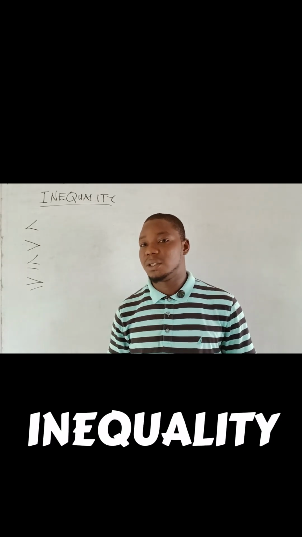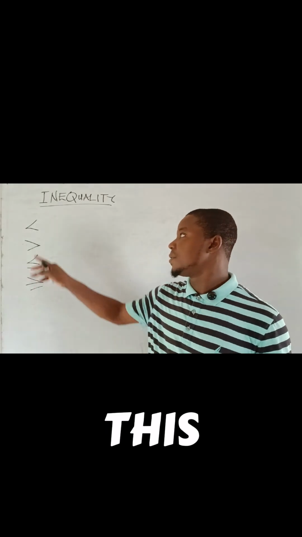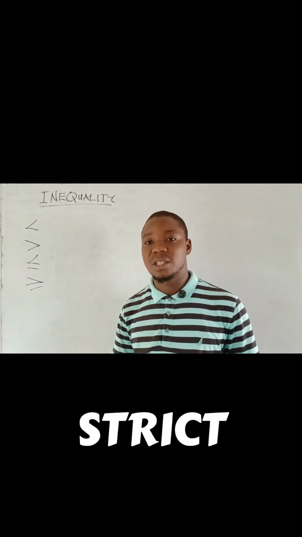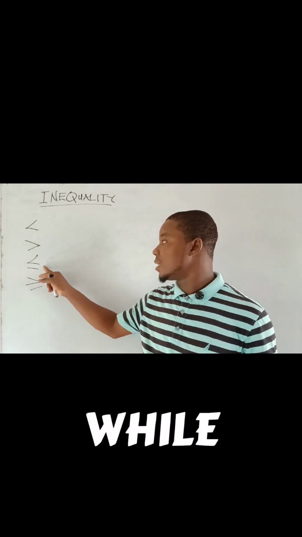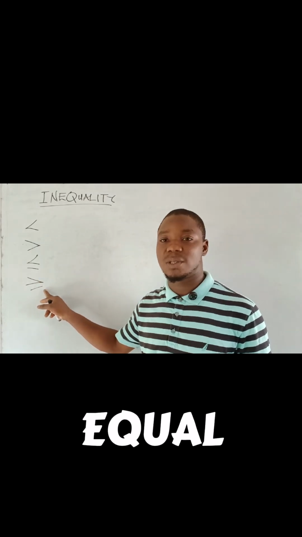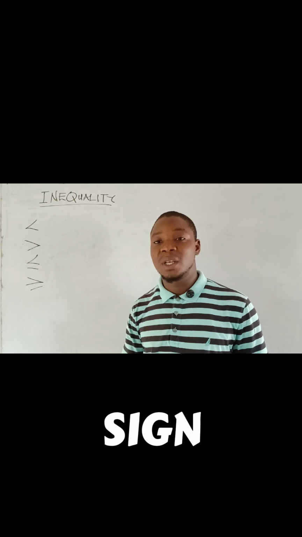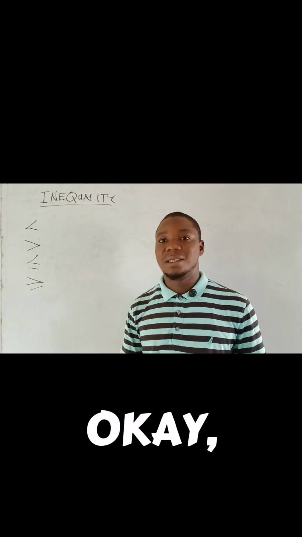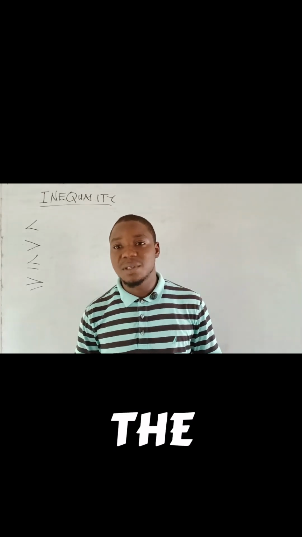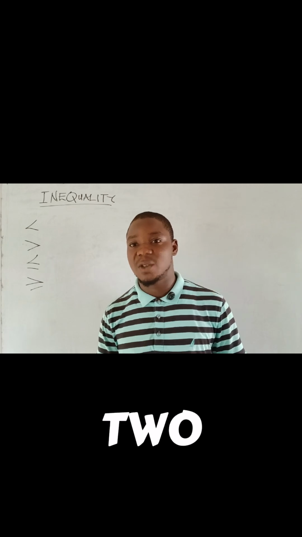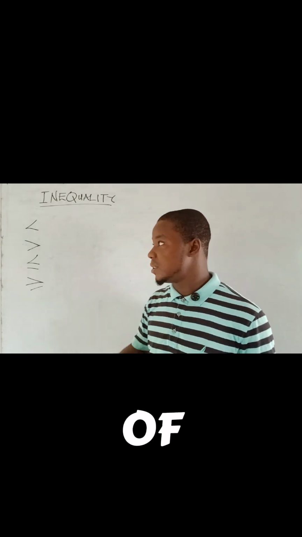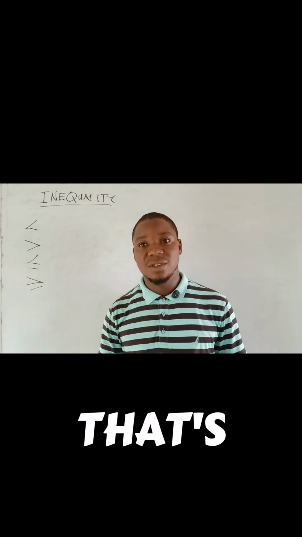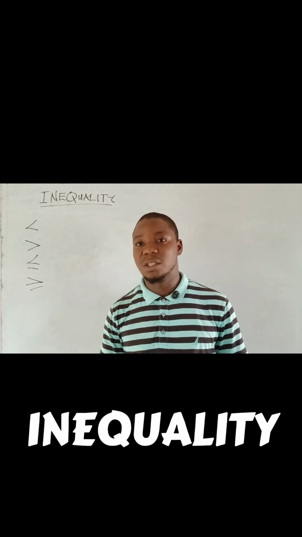expressions in inequality. Now, the first two, the less than and the greater than sign, are called the strict inequality signs, while the last two, the less than or equal to sign and the greater than or equal to sign, are called the weak inequality signs. Instead of using the equal to sign to relate two expressions together, we make use of these symbols in inequality. That's just a brief meaning of inequality.